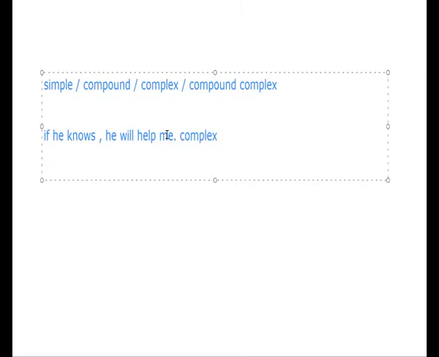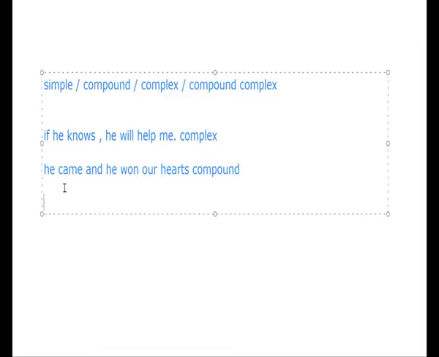Next, he came and he won our hearts. So he came is one sentence, he won our hearts is another sentence, and these two sentences are linked or joined with and. It has to be compound.